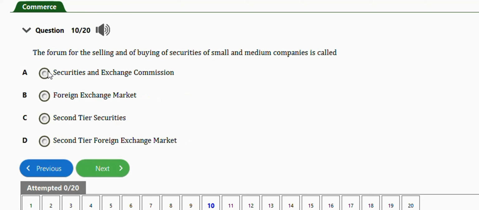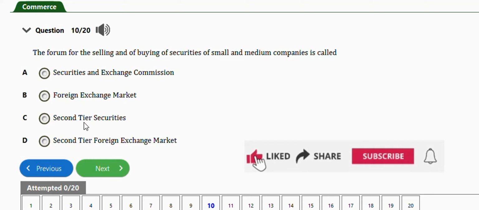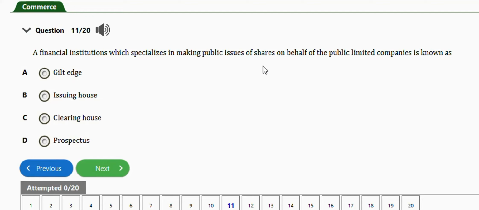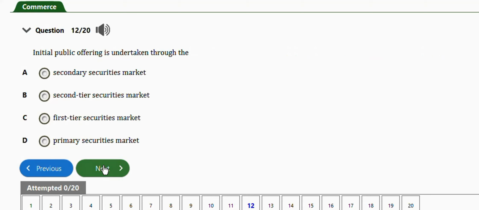Next question. The forum for the selling and buying of securities of small and medium companies is called... The right answer to this question is option C, second tier securities. Okay, next question. A financial institution which specializes in making public issues of shares on behalf of public limited companies is known as an issuing house. Option B. Take note, guys. Next question. Initial public offering, that is IPO, is undertaken through the primary securities market. Option D. Take note, guys.